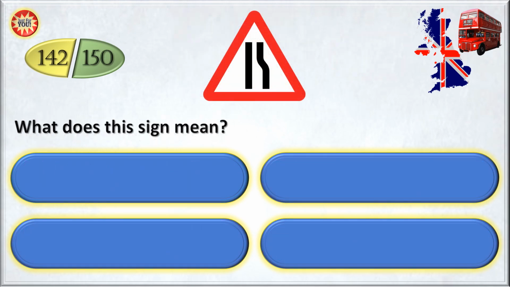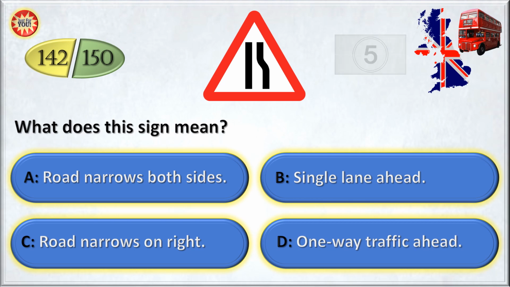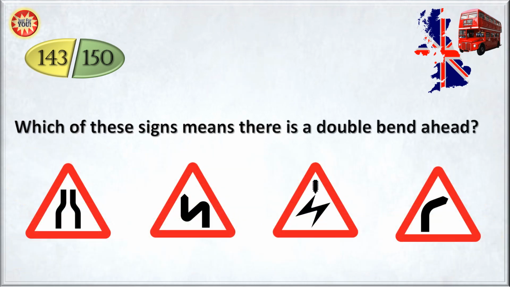What does this sign mean? Road narrows both sides. Single lane ahead. Road narrows on right. One-way traffic ahead. Road narrows on right. Which of these signs means there is a double bend ahead?